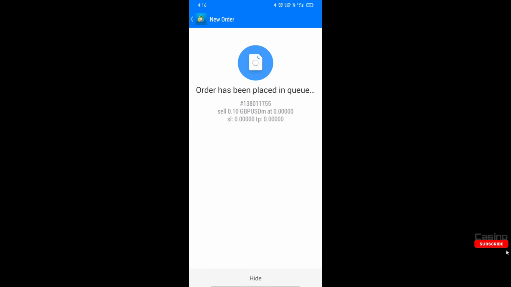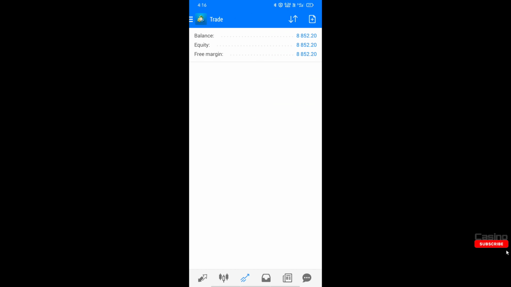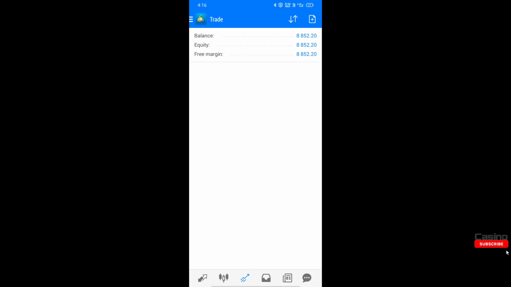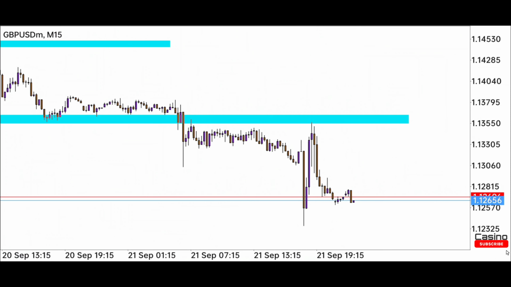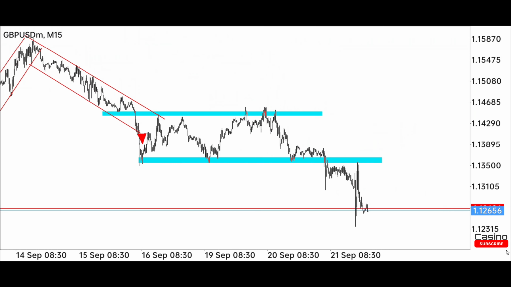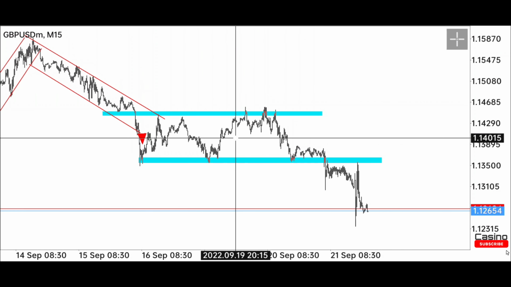Do my own thing. I had $3,000 in this account, which is now $8,852. We grew this account with 180% return with proper psychology that required a lot of patience. If you have a lot of patience, then you can make profit from the market. If you trade with the right analysis, then there is a 70 to 80% chance you will be in profit.